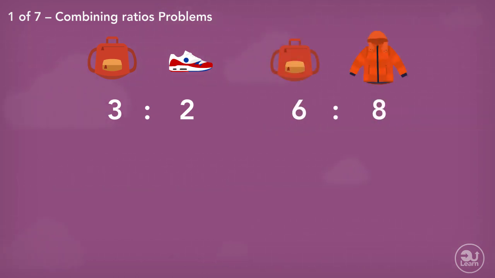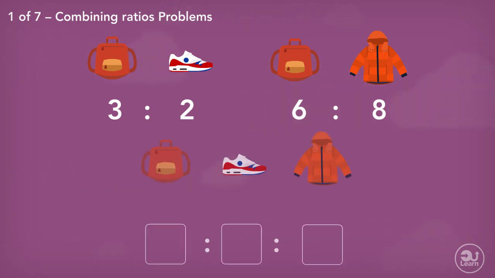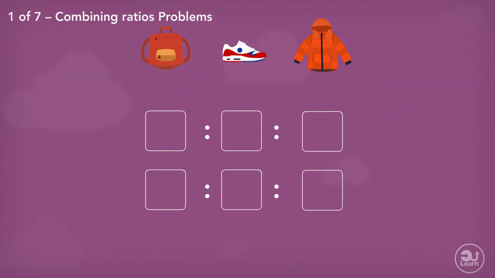Have a look at this question. The ratio of bags to shoes is 3:2. The ratio of bags to coats is 6:8. Write the ratio of bags to shoes to coats in its simplest form. This may seem challenging at first, but when we apply some of the concepts we've covered in previous videos, it becomes very straightforward. We lay out our information for bags, shoes, and coats in a ratio.